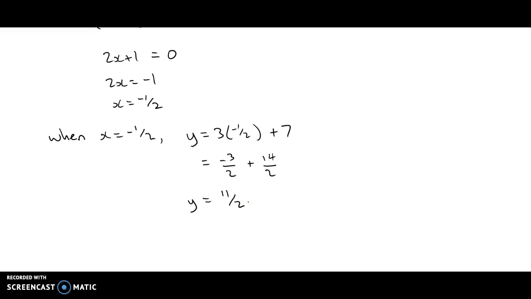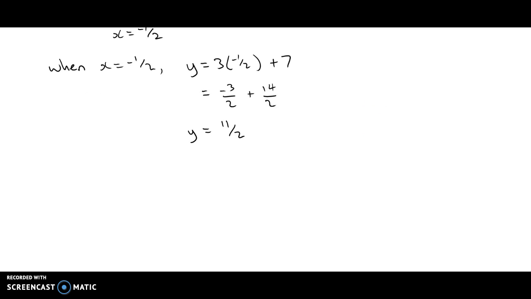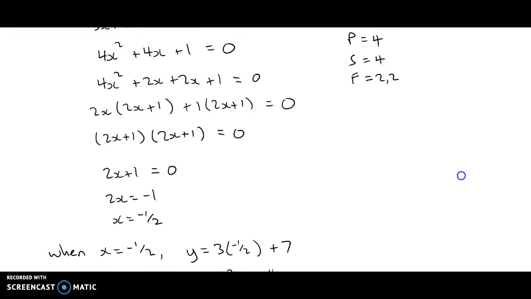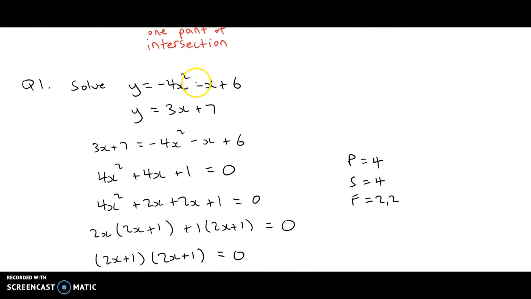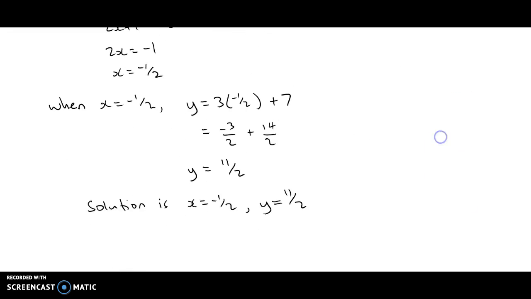Therefore, the solution is x equals minus a half, y equals 11 over 2. So those are the coordinates of the point of intersection. If we were to sketch these two graphs, we'd find that they would meet at the coordinates x equals minus a half, y equals 11 over 2.